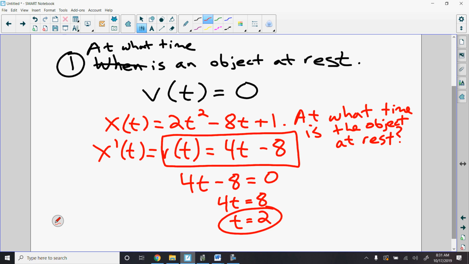So that's a very important concept. At what time is an object at rest? It's at rest whenever our velocity is equal to 0. All right. Important concept number 2.